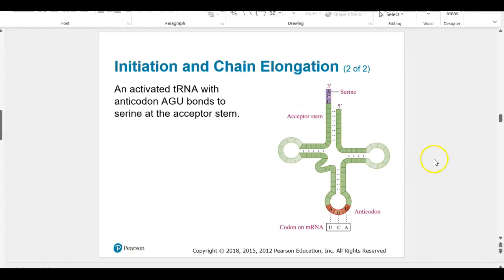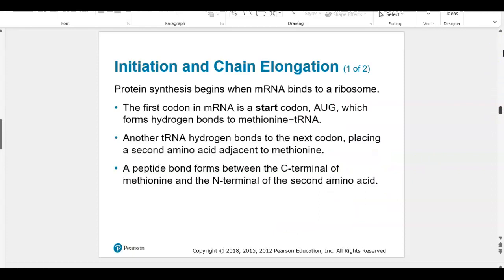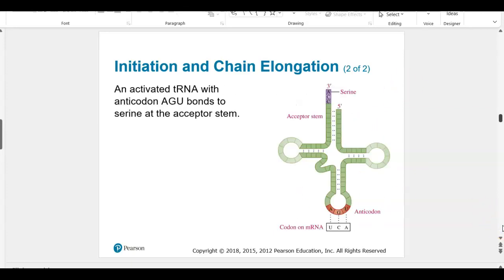And again, here's another picture of that transfer RNA. So we've already talked about the first step in protein synthesis, where you have the start codon and then a second amino acid comes in. This is just a picture of an activated serine transfer RNA. As you can see, we've talked about that already.